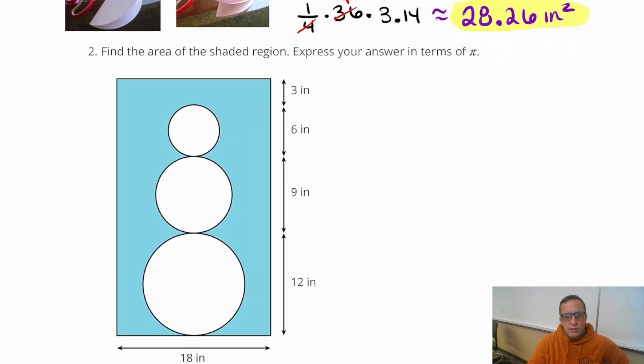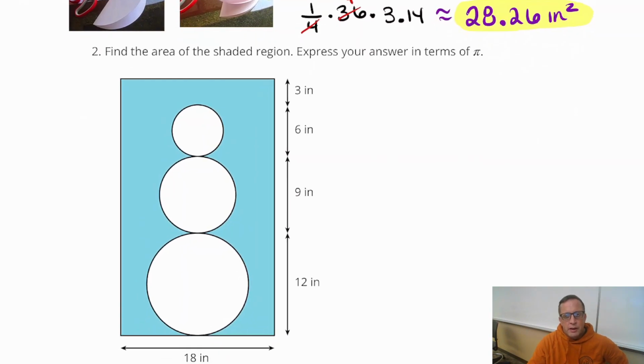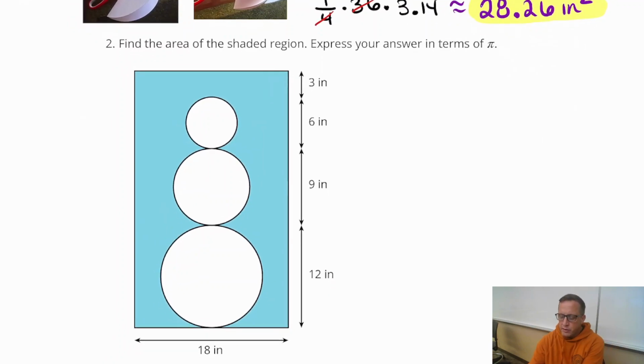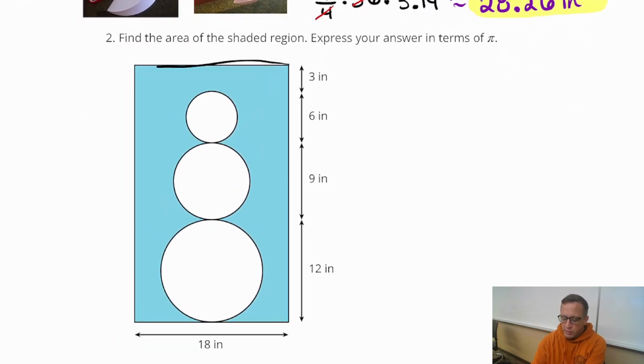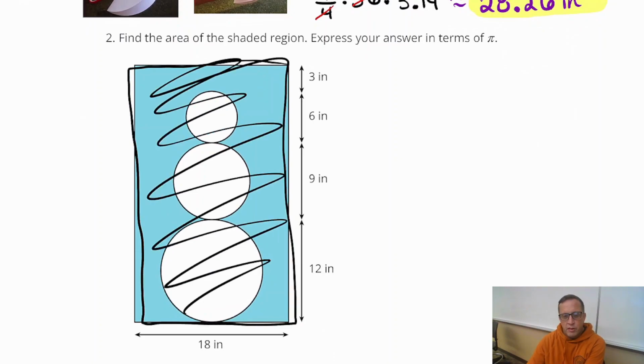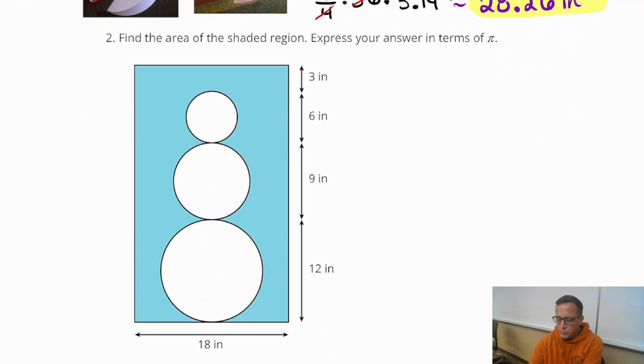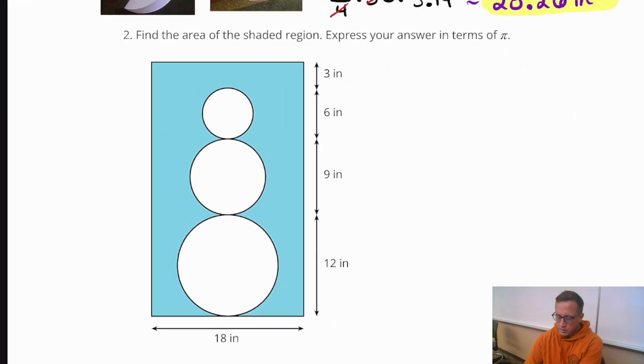All right, so find the area of the shaded region. What we're going to ultimately have to do here is find the area of the rectangle. Find the area of all that, and then start taking away the circles. Taking away means subtract, right? We're going to subtract those circles. All right, so let's just get that out of the way.